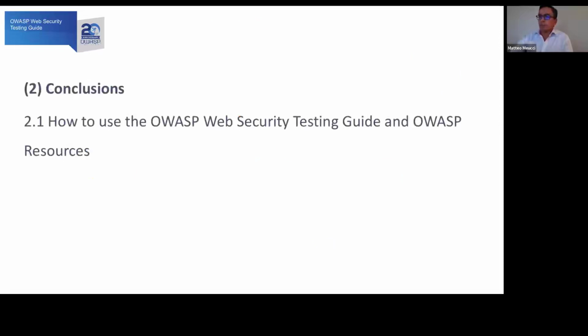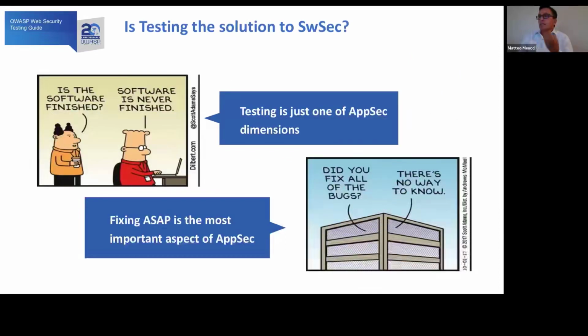So I'm going to the conclusion. Talking about the testing guide, the question is: is testing the solution to software security? The answer in brief is no, because testing is just one dimension of the software security problem. Companies need to grow also in other dimensions, like standards, process, awareness, and building teams able to fix as soon as possible. So it is important to adopt new strategies and grow a culture of software security.